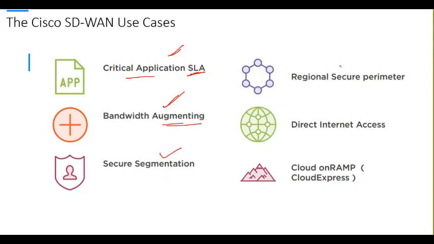Next is regional secure perimeter. A service chain you create between the WAN edge devices so that all communication between the WAN edge devices goes through a firewall. Secure perimeter. Direct internet access. See, there are a lot of black holes in the internet that delay the routing always, which can be avoided using SD-WAN. At last, the cloud on-ramp.